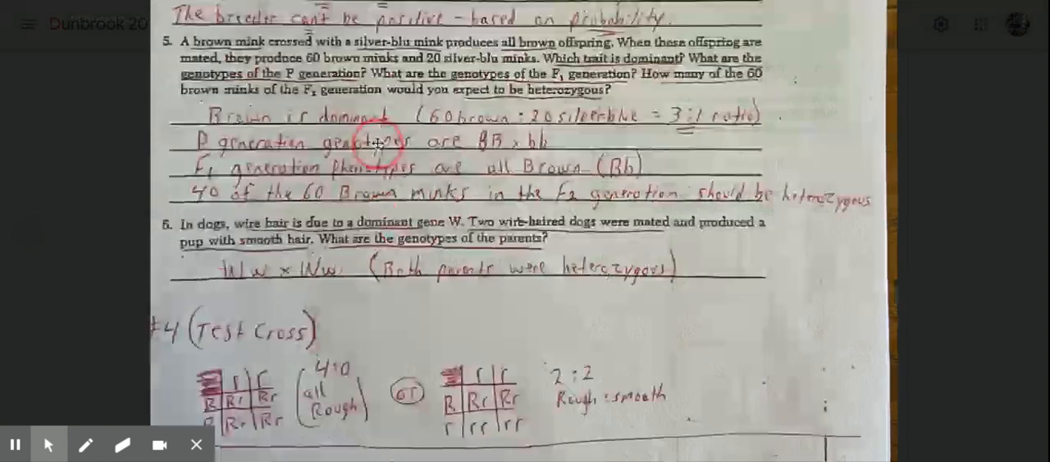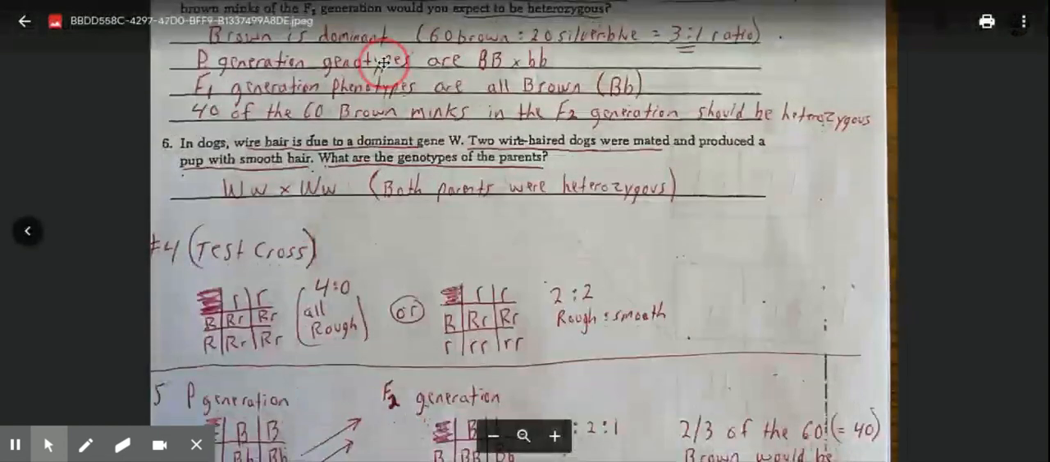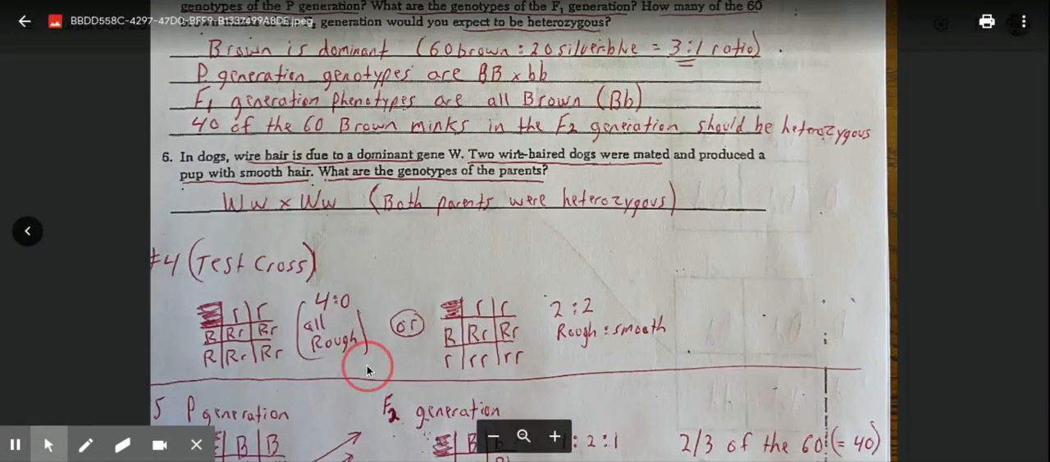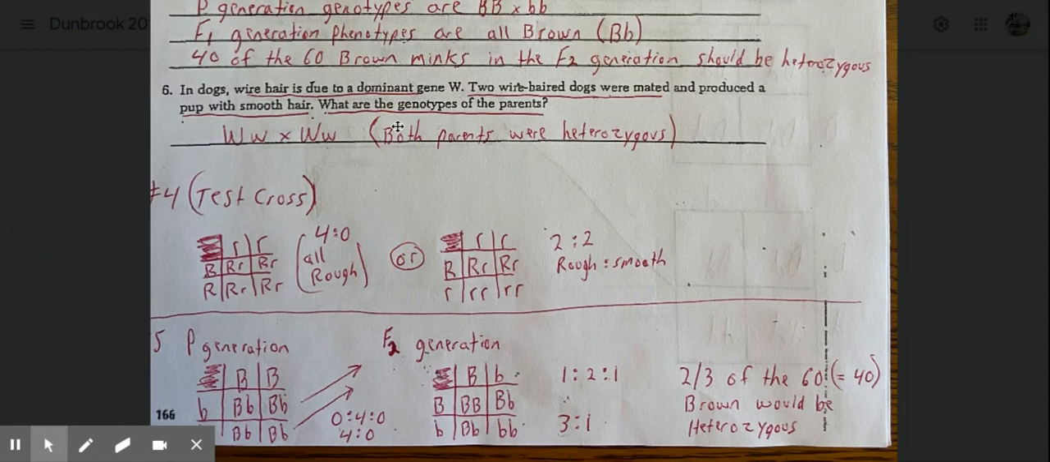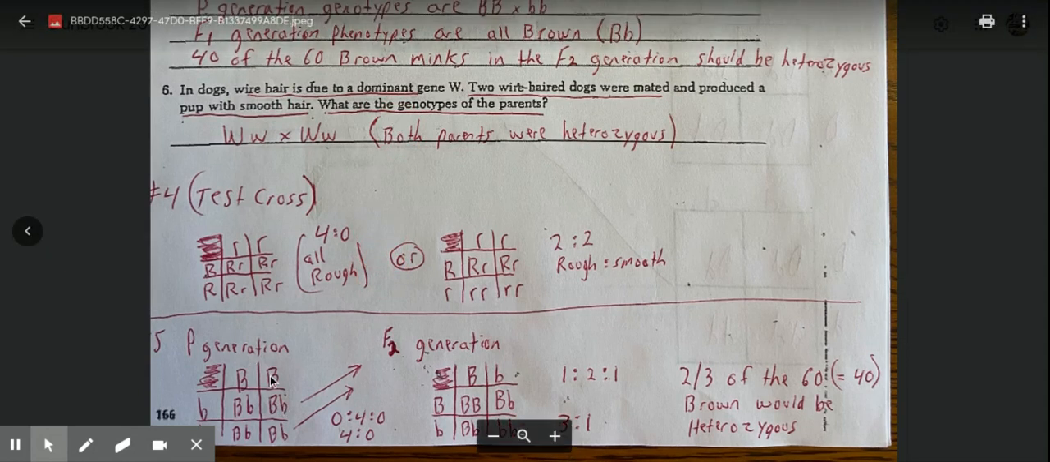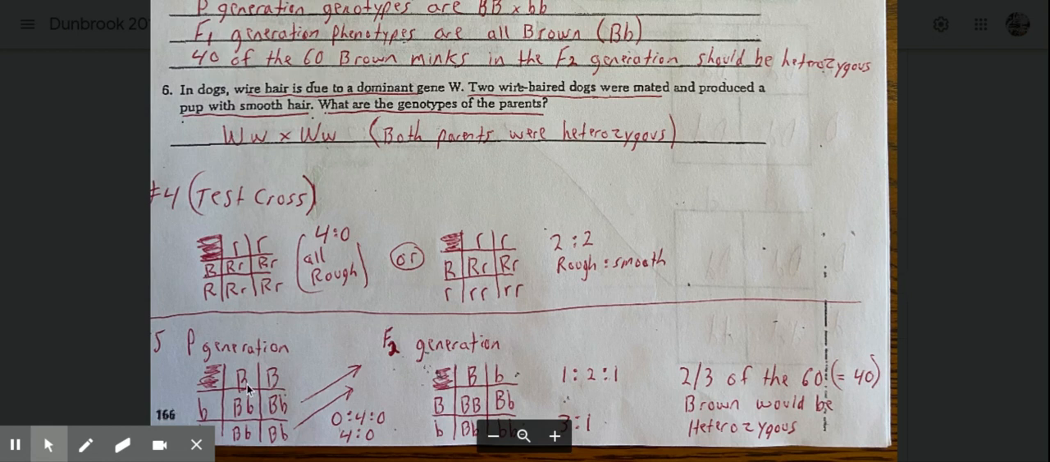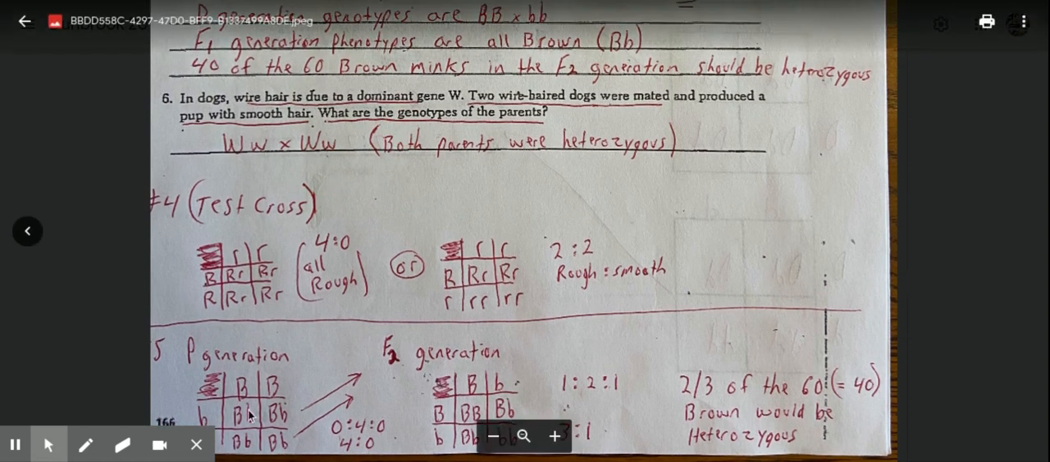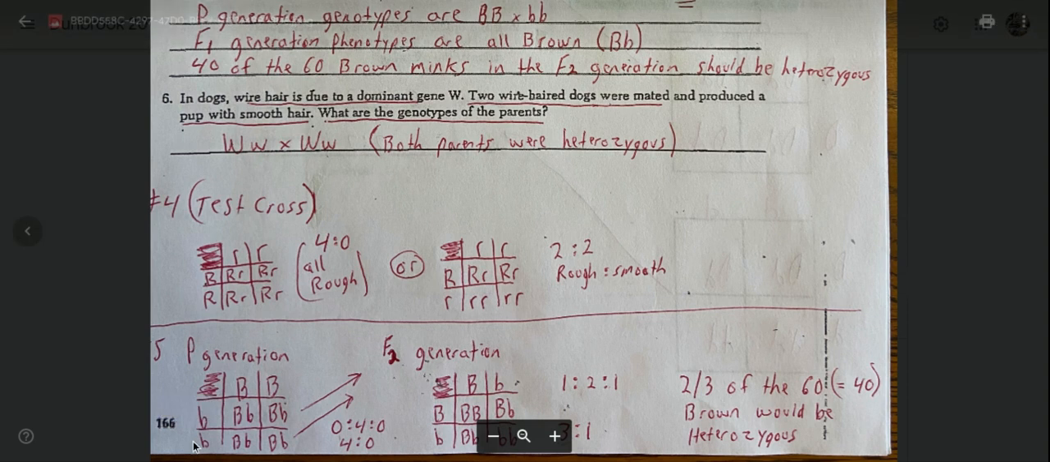I'm going to scroll down a little bit. Here is how I kind of came up with some of these answers. So look at number 5 right here, down at the bottom. Here must have been the P generation. They must have been homozygous dominant times homozygous recessive. I apologize if you can't see that right there. Try to get it up a little further. Okay. Homozygous dominant times homozygous recessive. That would have given me an F1 generation of all heterozygous but still dominant phenotype children.